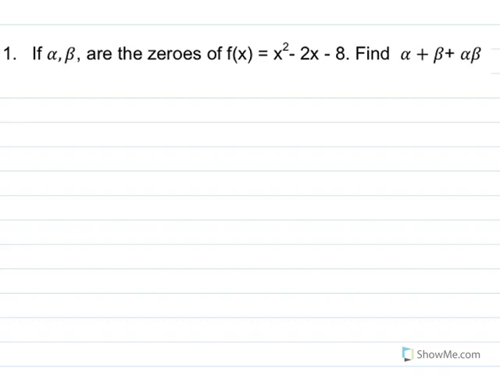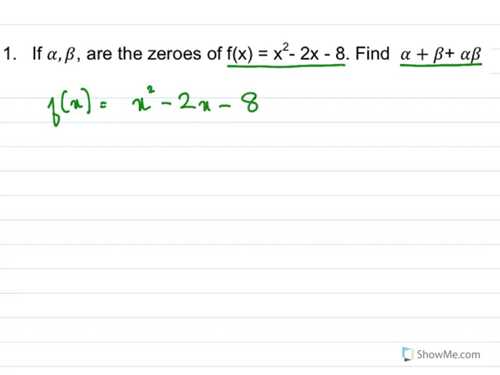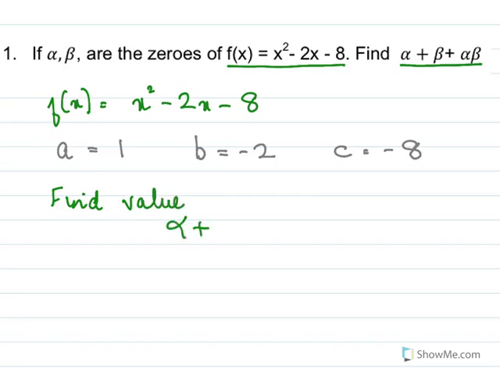If alpha and beta are the zeros of the polynomial, find alpha plus beta and alpha into beta. So our quadratic here is x square minus 2x minus 8. Let's write the coefficients. A is the coefficient of x square, which is 1. B is the coefficient of x, which is equal to minus 2. And c is the constant term equal to minus 8. We need to find the value of alpha plus beta plus alpha beta.